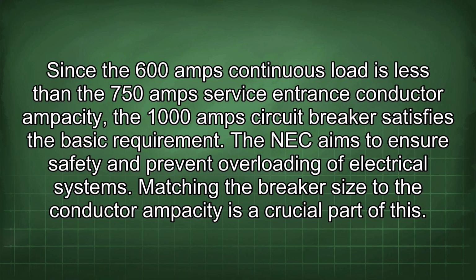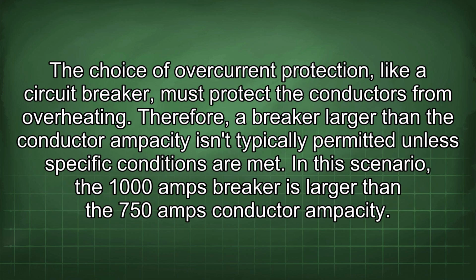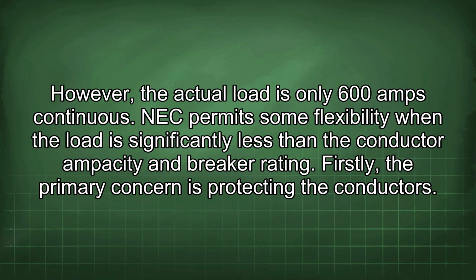The NEC aims to ensure safety and prevent overloading of electrical systems. Matching the breaker size to the conductor ampacity is a crucial part of this. The choice of overcurrent protection, like a circuit breaker, must protect the conductors from overheating. Therefore, a breaker larger than the conductor ampacity isn't typically permitted unless specific conditions are met. In this scenario, the 1000 amps breaker is larger than the 750 amps conductor ampacity. However, the actual load is only 600 amps continuous.